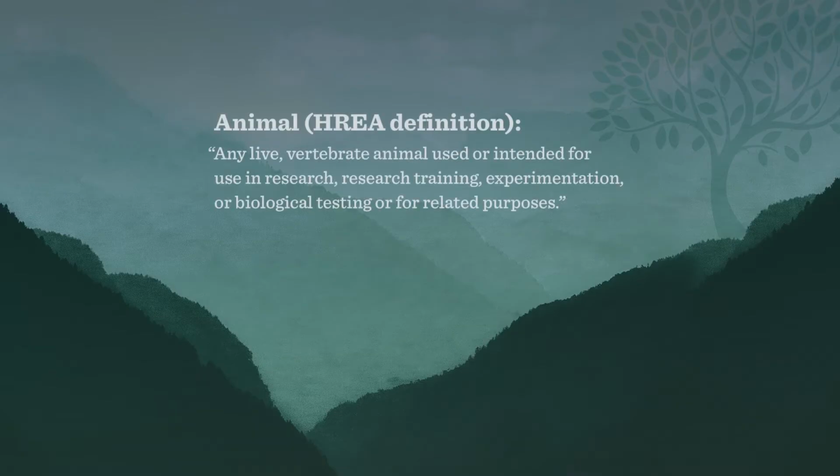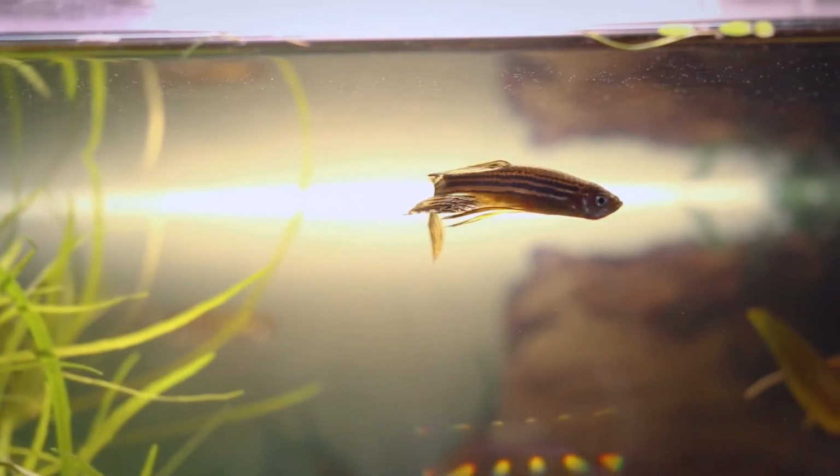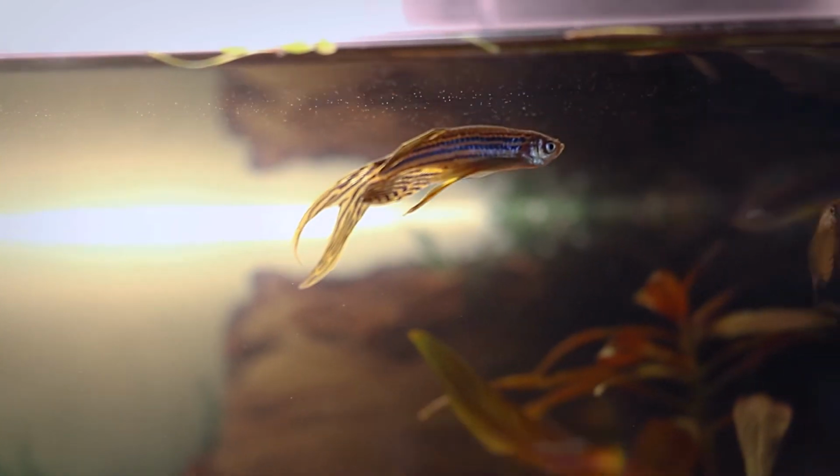Under the Health Research Extension Act, the definition of animals is found in one of the public health policies. And what it says is that animals are any live, vertebrate animal used or intended for use in research, research training, experimentation, or biological testing or related purposes. So what you can see about these definitions is that while they overlap, they are quite different. For example, vertebrates are covered by the Health Research Extension Act. So an animal like a zebrafish would be covered by that law.